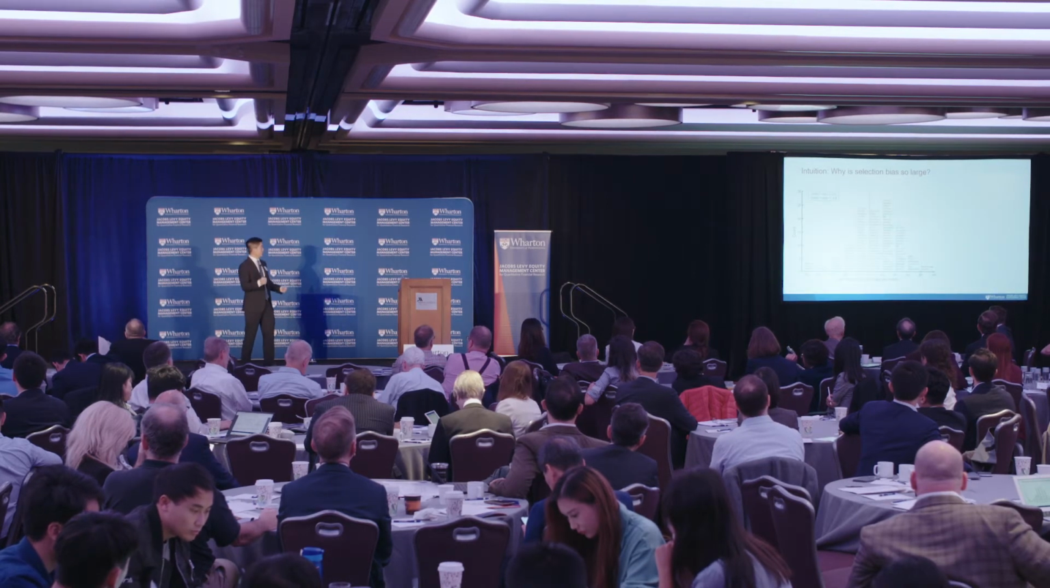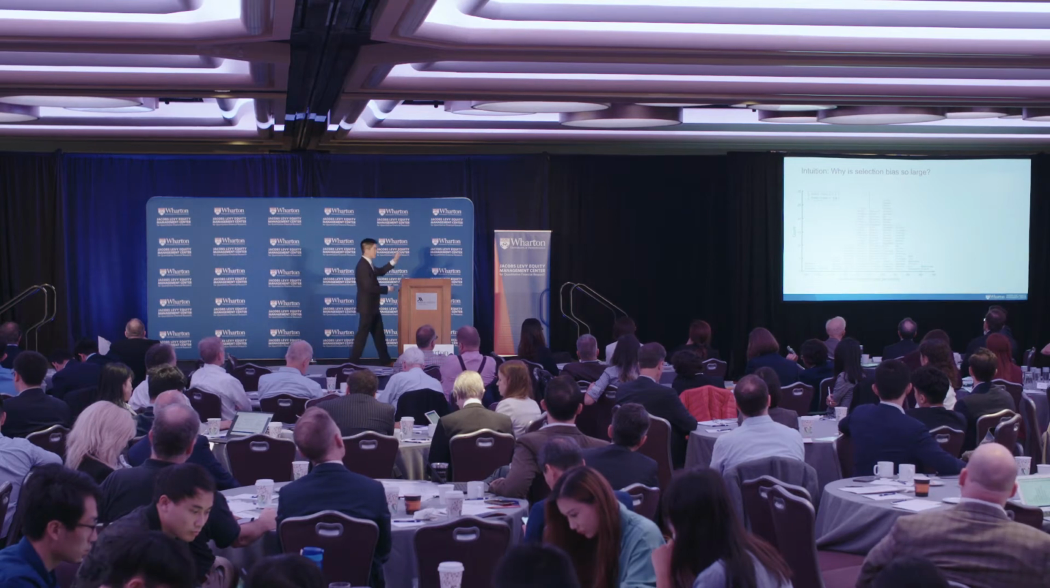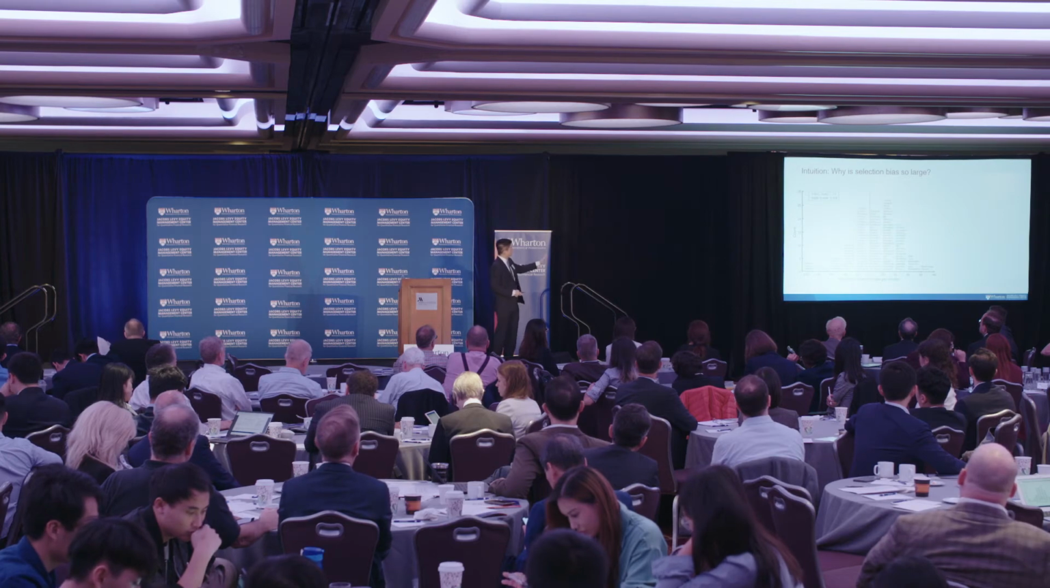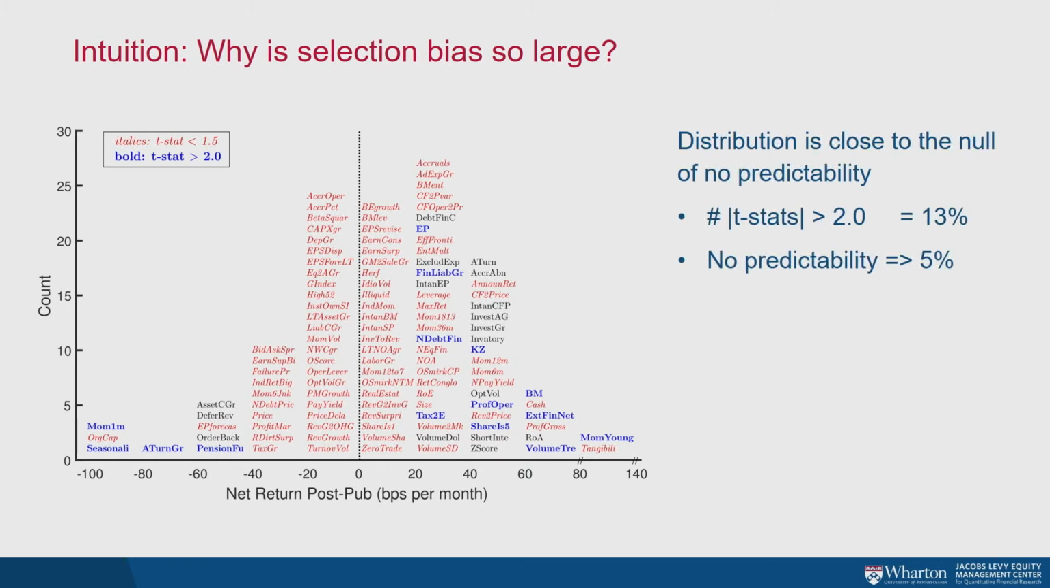Let me give you a little intuition for why this selection bias is so large and why this heterogeneity is just elusive. So notice the distribution looks a lot like a normal distribution, right? Not only that, it's centered around 0. Okay, so that's the null of no predictability. That's very close to the null of no predictability.